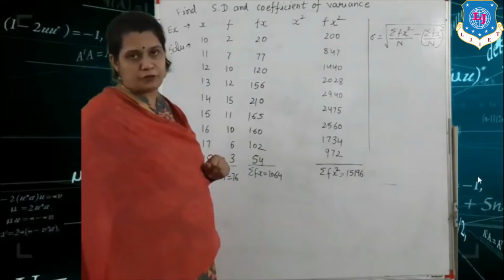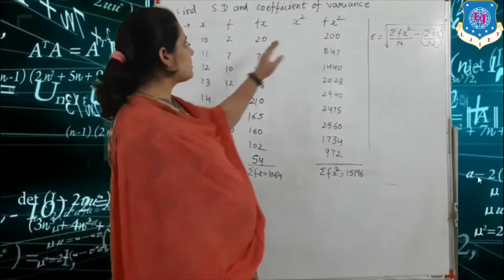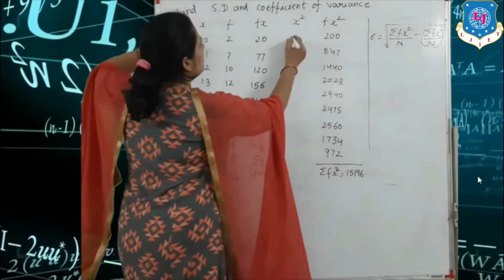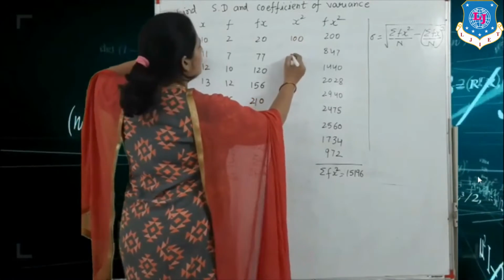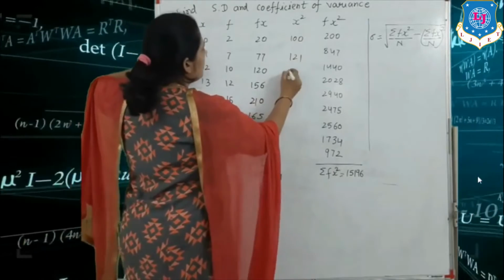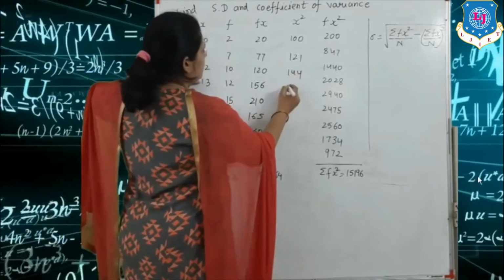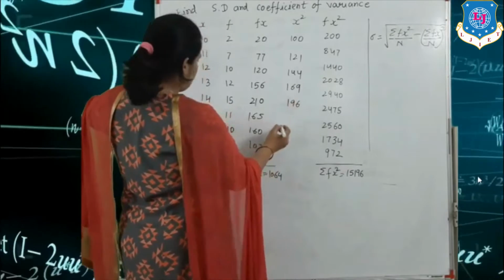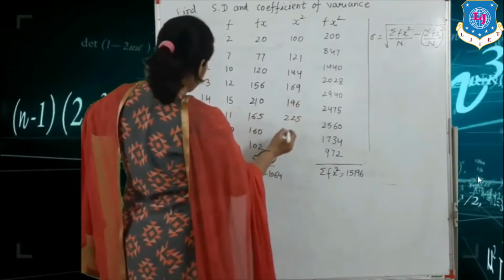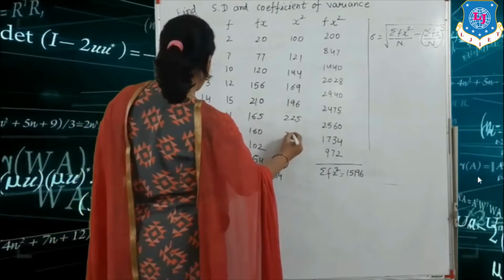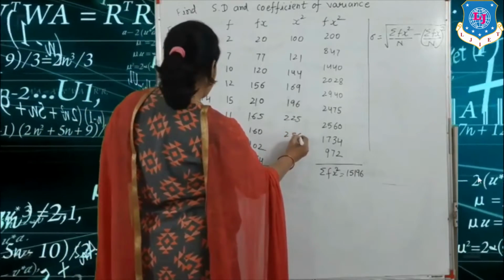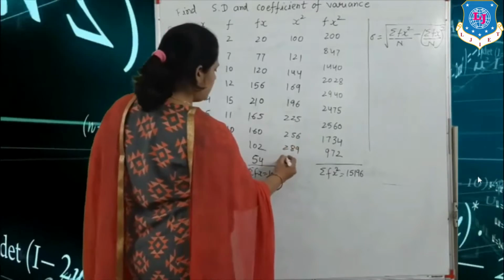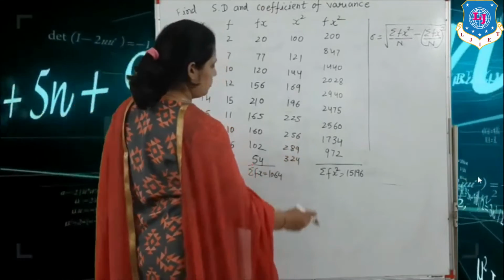After that we make the column of the x square. So this is your x: 10 square is 100, 11 square is 121, 12 square is 144, 13 square is 169, 14 square is 196, 15 square is 225, 16 square is 256, 17 square is 289 and 18 square is 324.